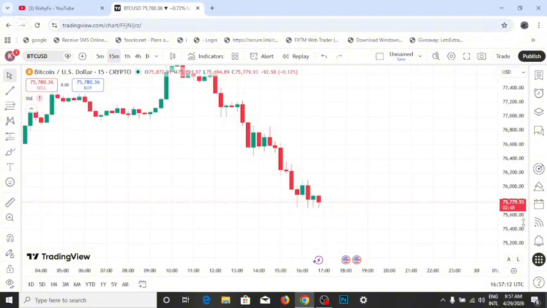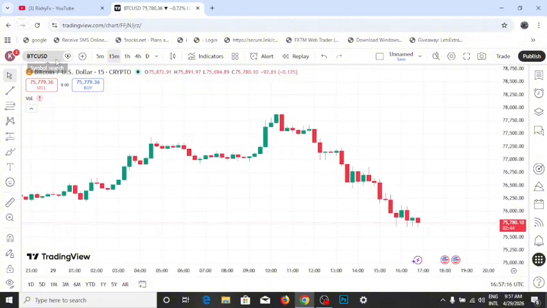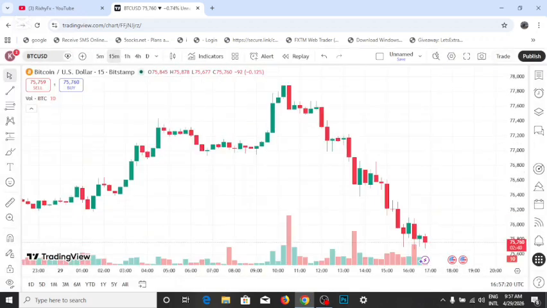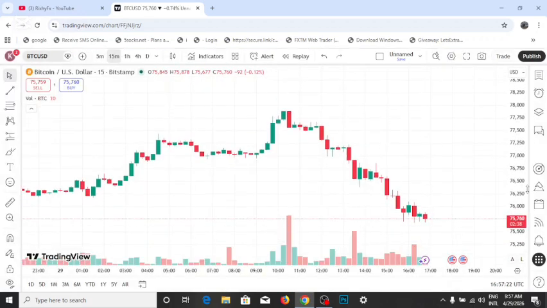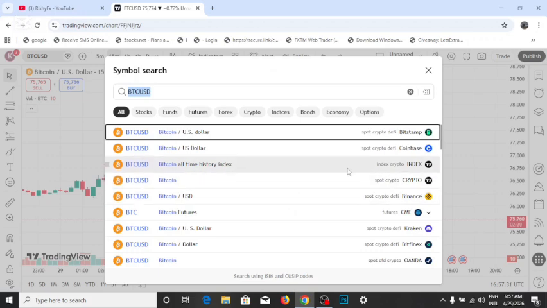So once you've opened the Bitcoin US dollar crypto chart, currently we're in the 15 minutes time frame, okay? I just wanted you to know that all of the BTC USD pairs you're seeing there, they're all the same thing. It's the same chart, okay? I'm just trying to show you it's the same chart for all of them.